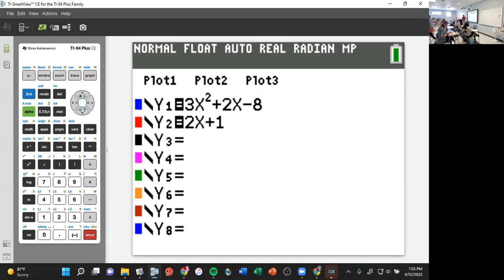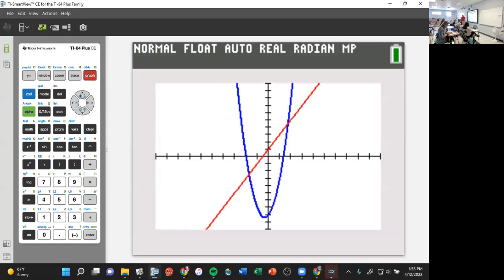Okay, if I look at the graph, does it appear that the line goes through the parabola twice? Yes. Guess what those are called? Intersections, which are my solutions, right? Didn't we get two solutions a while ago?